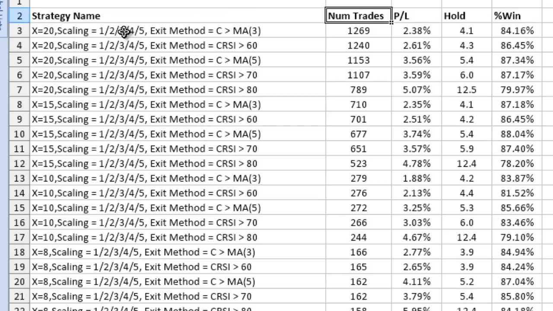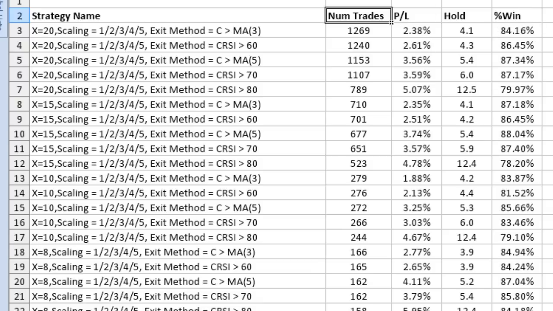But we still have the same scaling in, and this time we have an exit method of close being greater than the 3-period moving average. That was the variation of the strategy which traded the most. That only had a 4-day average hold period, with an average profit and loss per trade of 2.38%, and 84% of those trades were winning trades.